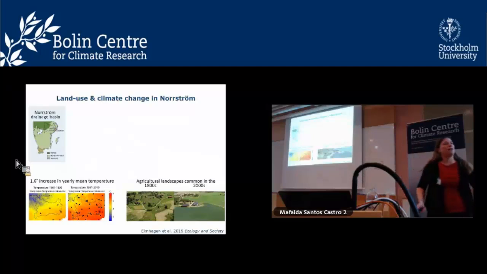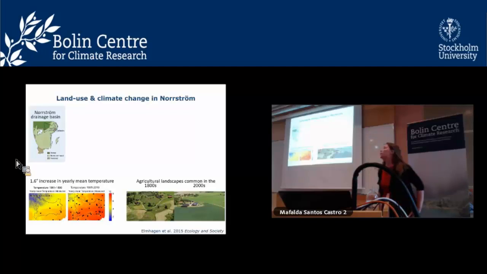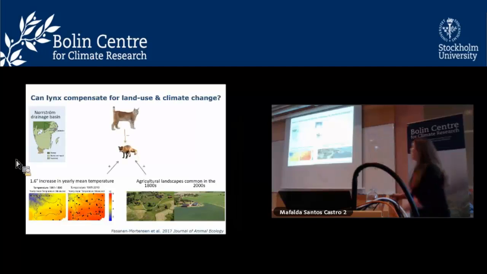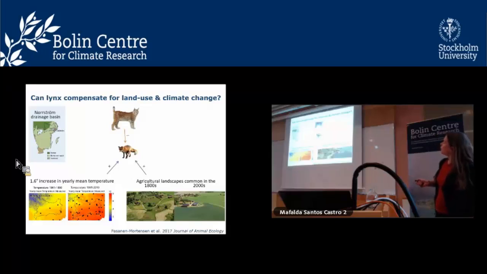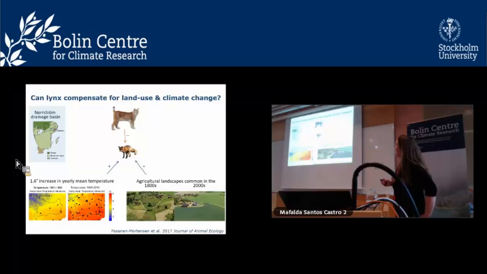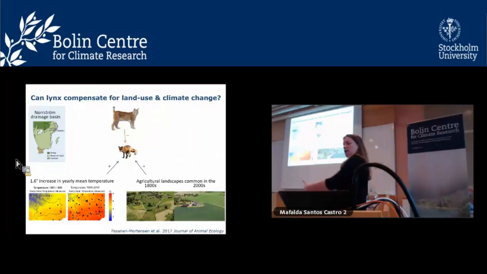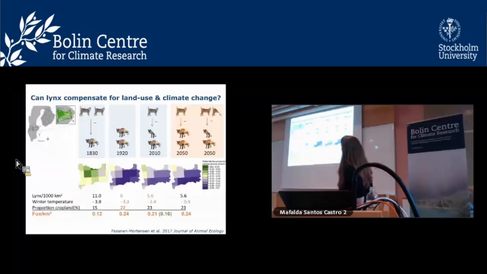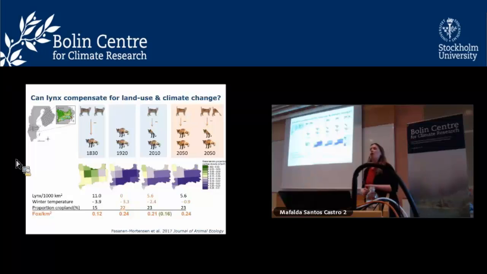In Norrström, you have seen over time since the 19th century about a 1.6 degree increase in yearly mean temperature. We have seen substantial land use change with larger, more homogeneous landscapes, but also more fields since the 19th century. Both these factors, warmer winters and more cropland in the landscape, favor the red fox. But then again, we also have the lynx, which potentially could suppress red fox abundance. We used species abundance data from Finland and parts of Sweden to estimate the effect of winter, cropland and lynx on the red fox, and then use that to hypothetically see how the red fox abundance would have changed since the 19th century and potentially in the future.